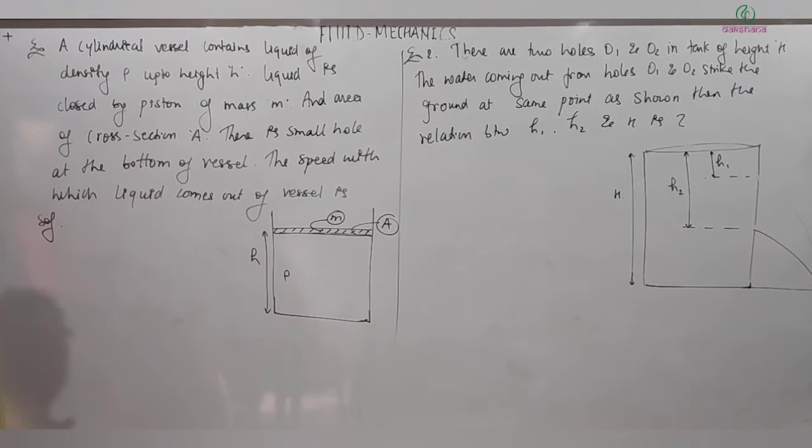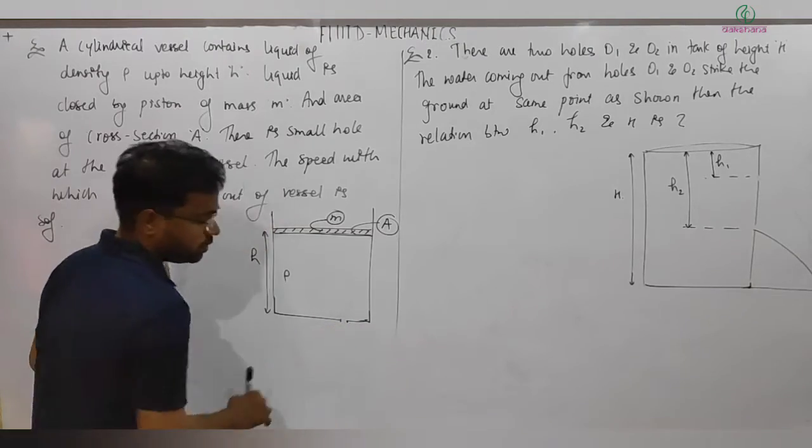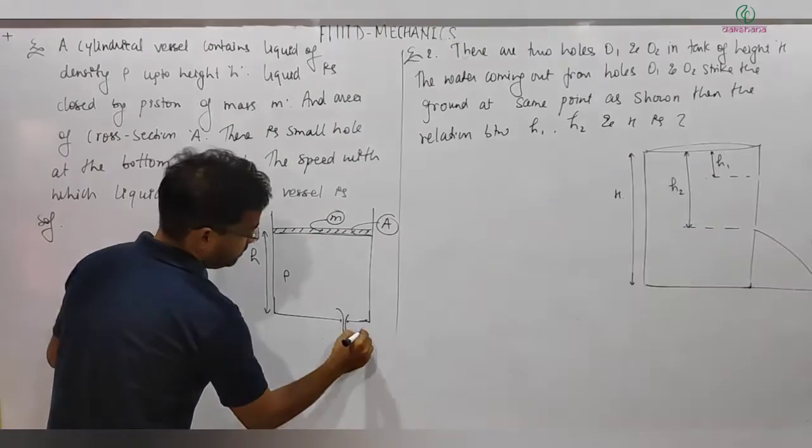There is a small hole at the bottom of the vessel. So at the bottom of the vessel there is a small hole. This is a hole through which liquid will come out.